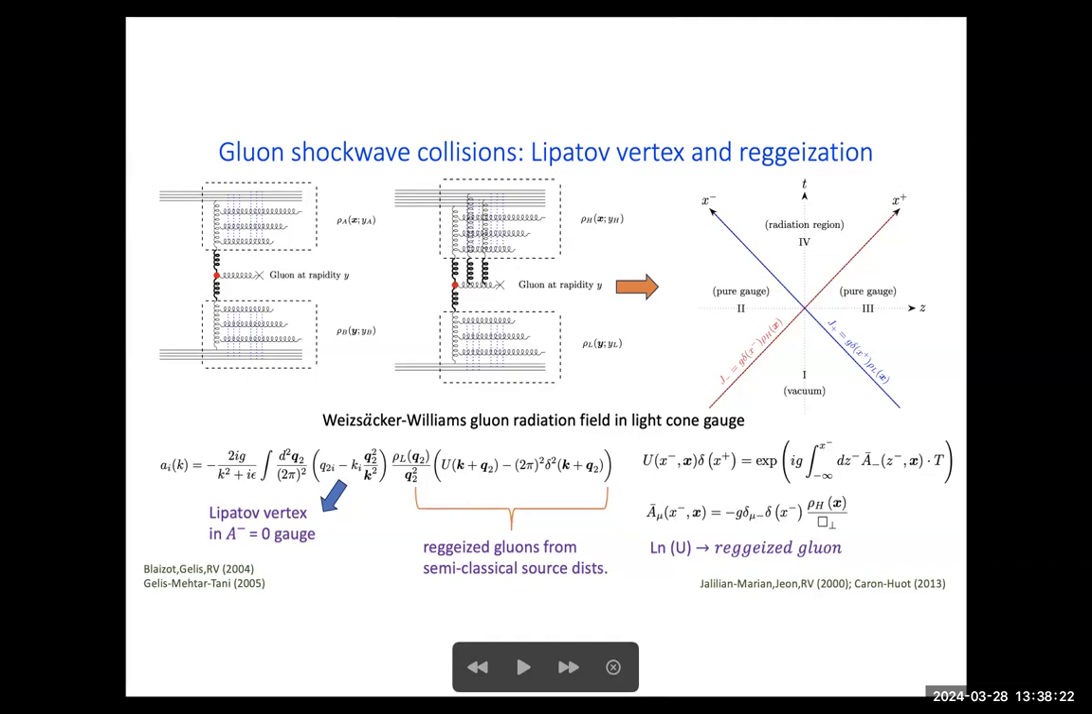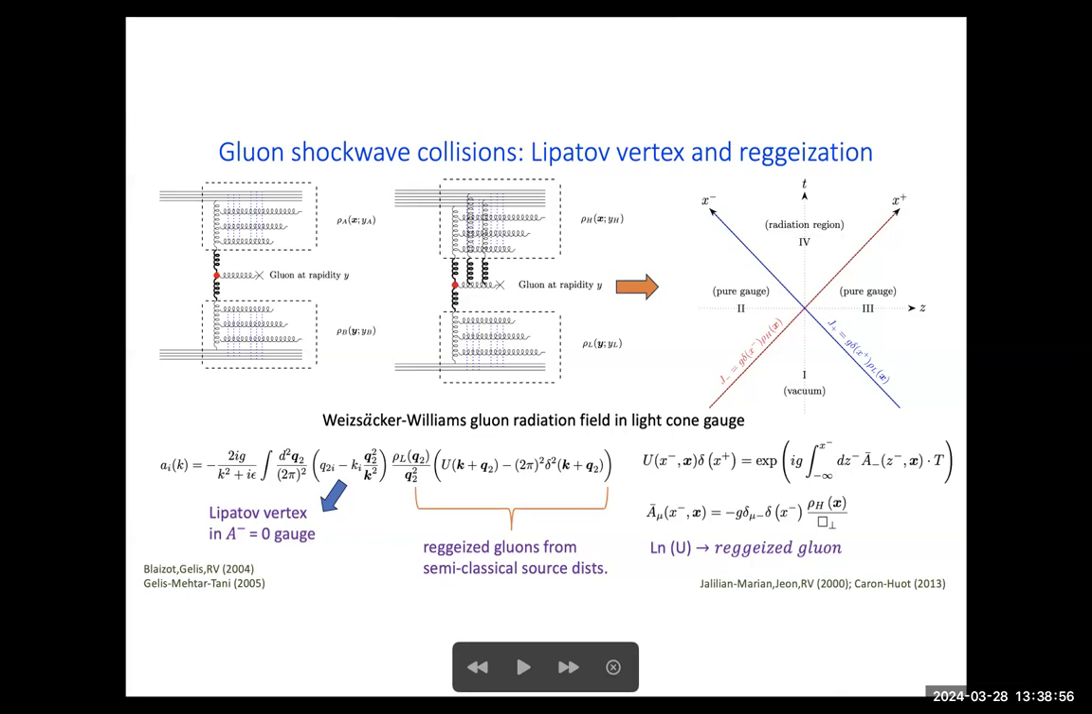Remember, I went through this amplitude construction where I showed you that for each rung of the ladder, you have the Lipatov vertex, which came from summing all these different diagrams. And you do a simple shockwave classical calculation, and you find that the radiation field is nothing but the Lipatov vertex times these color charge densities, which are given by the two nuclei. And these U's are the Wilson lines that I mentioned earlier, which correspond to all possible multiple scatterings of gluons from one nucleus into the other.